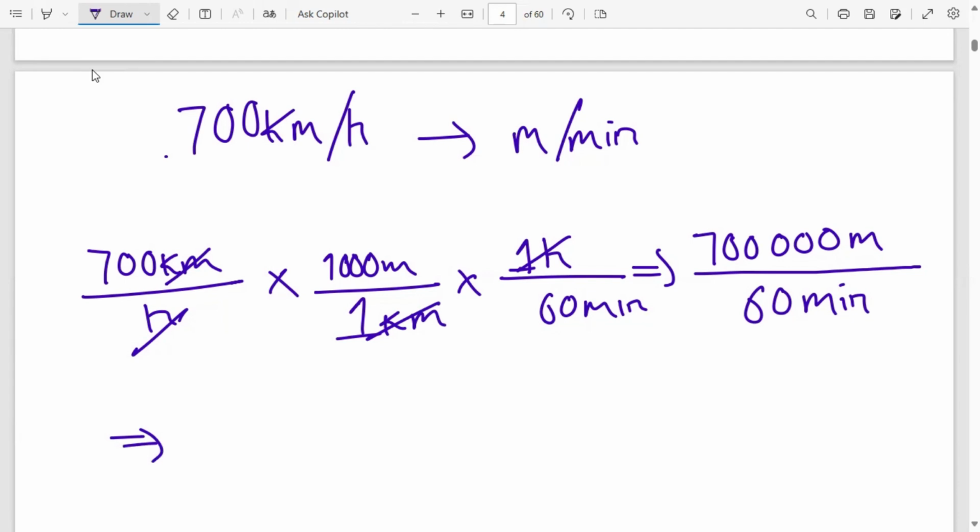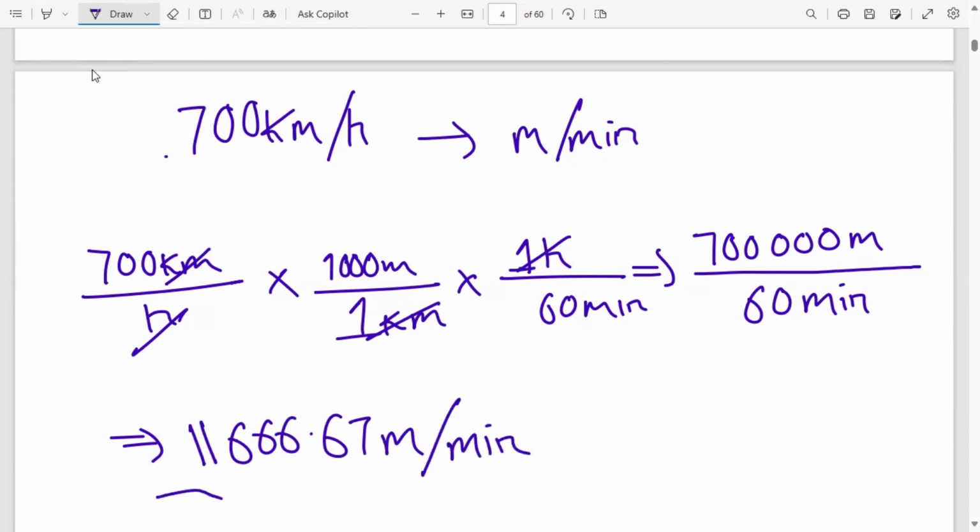This should give us 700,000 divided by 60, which should give us 11,666.67. So we're going to get 11,666.67 meters per minute. Okay, so those are the units we are looking for here.